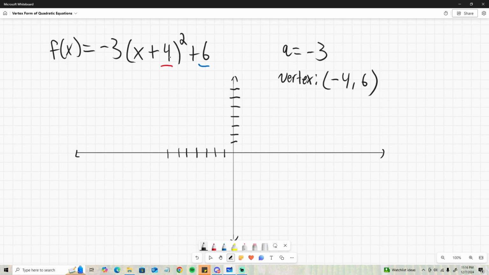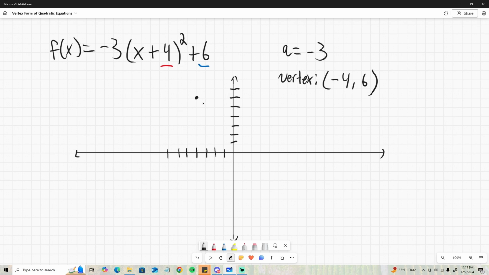Again, when I take it out of this parentheses, it becomes the opposite of what it is. Since it's a positive 4 inside my equation, inside this parentheses, when I put it in my vertex, it's actually negative. And again, my k just stays the same. So my vertex is negative 4, 6. That will be my starting point. 1, 2, 3, 4, up 1, 2, 3, 4, 5, 6. This is my starting point, my vertex.